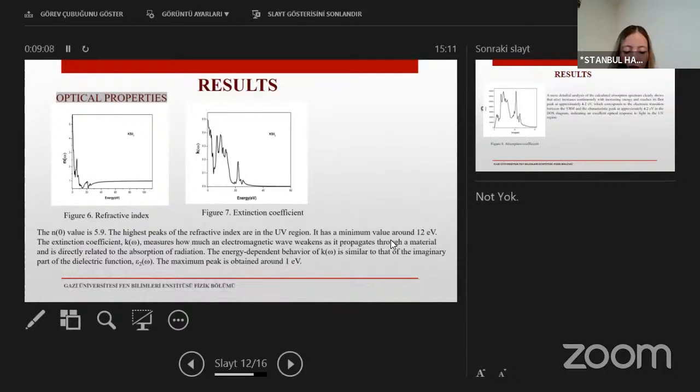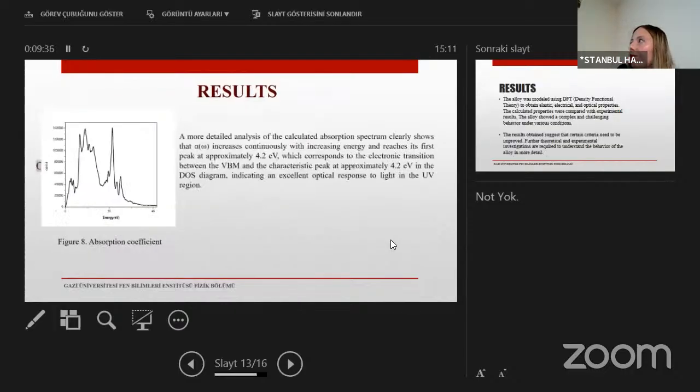The extinction coefficient, in figure 7, measures how much an electromagnetic wave weakens as it propagates through a material, and it's directly related to the absorption of radiation. The energy-dependent behavior of k is similar to that of the imaginary part of the dielectric function. The maximum peak is obtained around 1 electron volt. And here are our optical results.